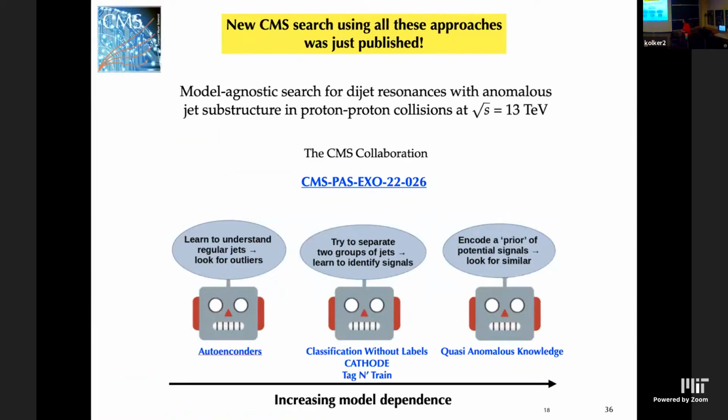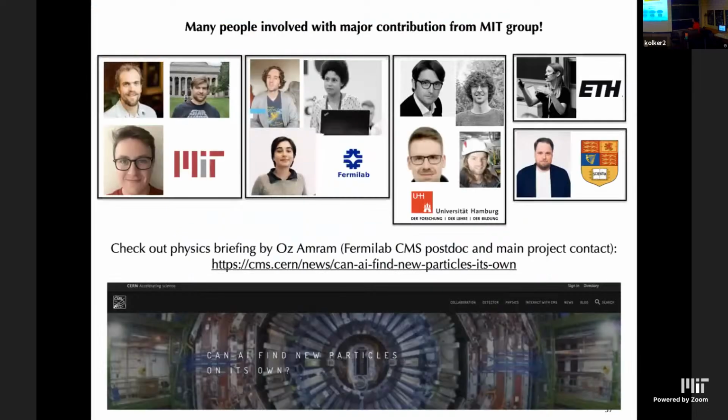Okay, so we have some new CMS results using all these approaches that were just published. Since we probed a lot of methods, all with different challenges, there were many people involved, and there was also a major contribution from the CMS MIT group. We are many different institutes, and there was also a nice physics briefing on the CMS news if you want to check it.